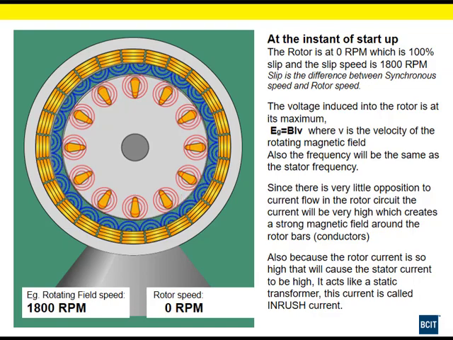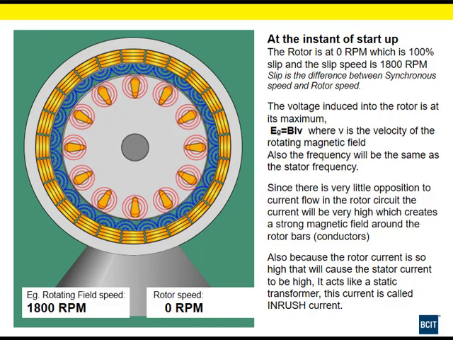Now at this point also, there's very little opposition to current flow in the rotor circuit. The current will be very high, which will create a very strong magnetic field around the rotor bars. Also, because the rotor current at this point is so high, it will cause the stator current to be high. It will perform exactly like a normal transformer.